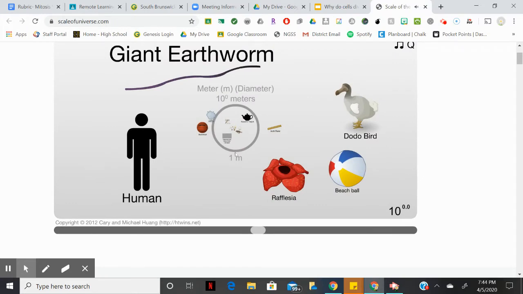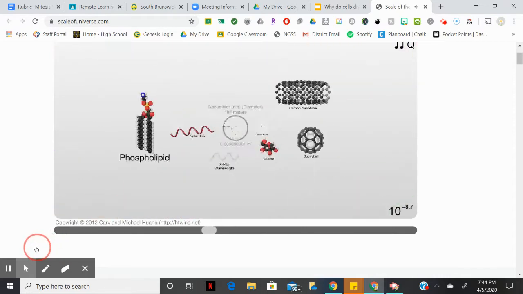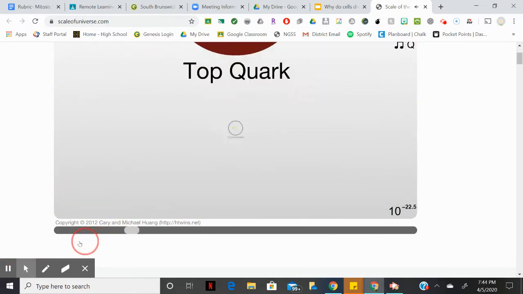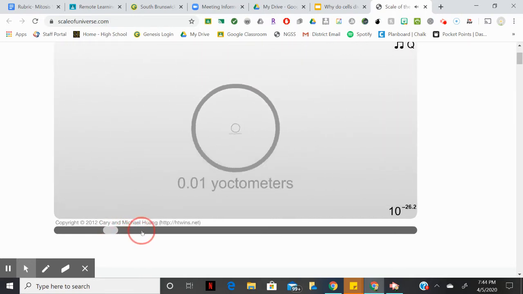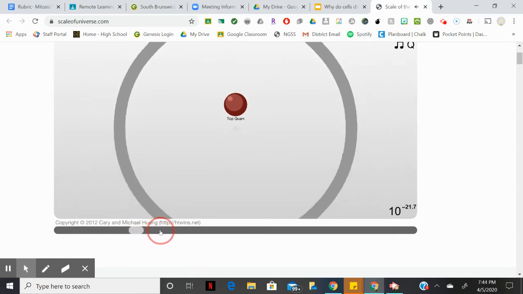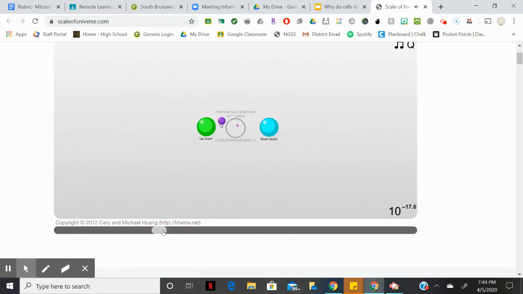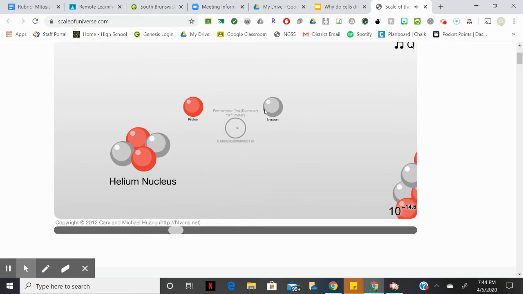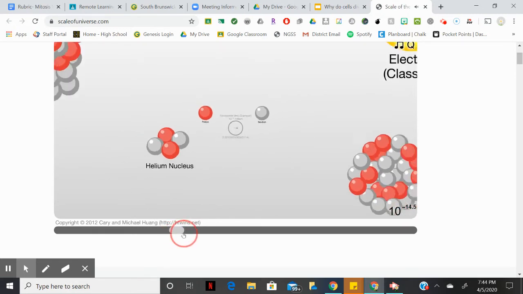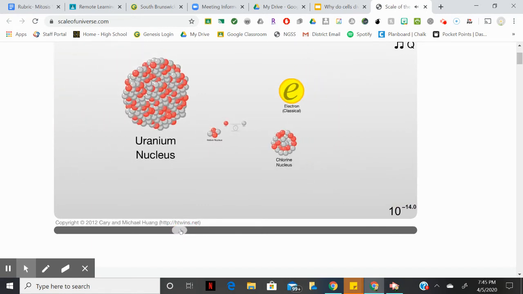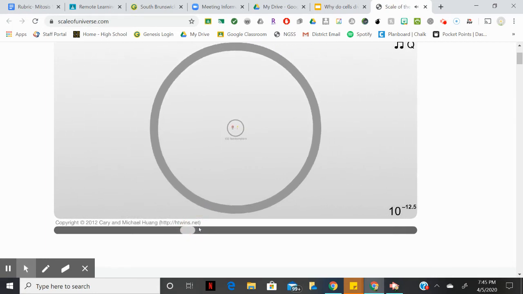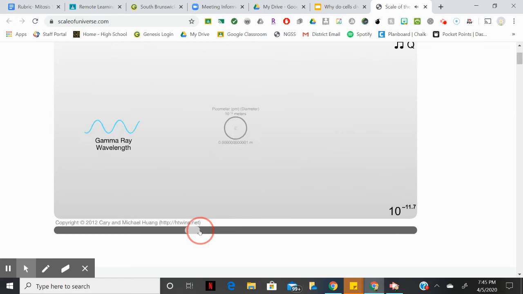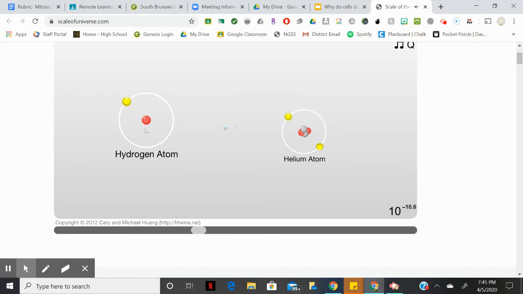So I'm going to zoom in, all the way in. Okay, I went too far. Now this is like nanoparticles, like quantum physics. I'm a little too far. Okay, here we go. Proton, neutron. So subatomic particles. Then we get to an electron. Gamma ray wavelength. Right, this is the shortest wavelength, the highest frequency in the electromagnetic spectrum. Now we're at single atoms.